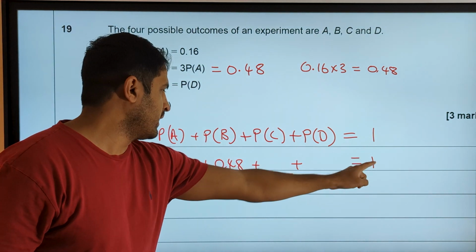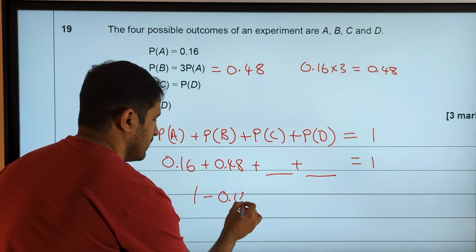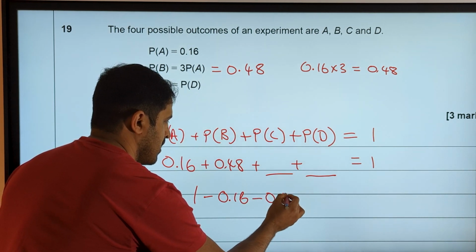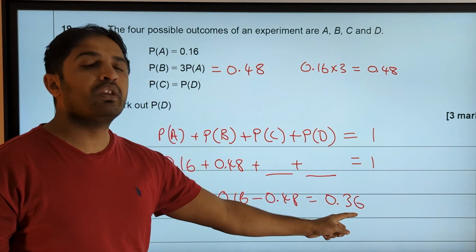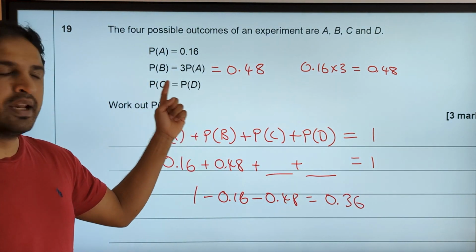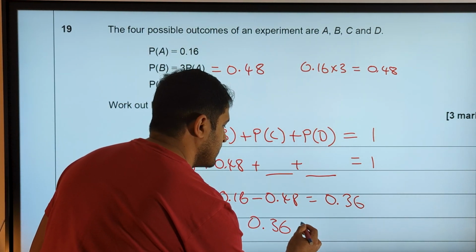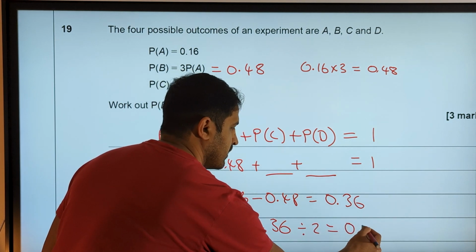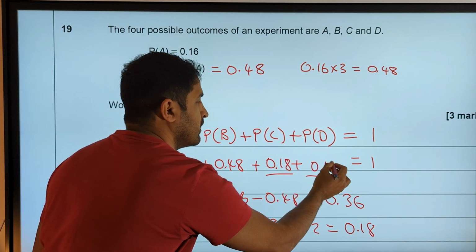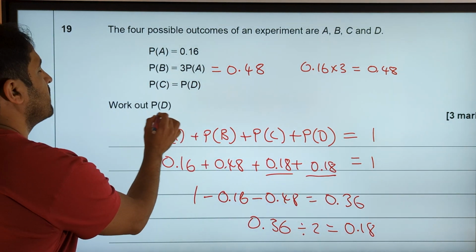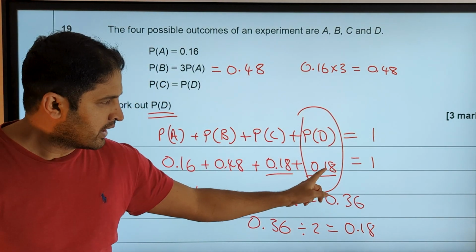So what we can do is 1, take away these. That gives me 0.36. Now these two should add up to 0.36, and we learned the fact they both are equal. So that has to be 0.36 divided by 2. So we should be getting 0.18 for both of those. The question here is to work out the probability of D. So we needed this link. The probability of D is 0.18.